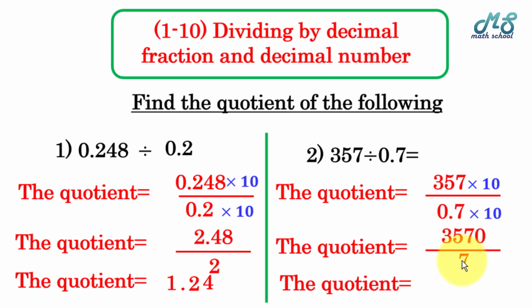3 divided by 7, it doesn't work. We will take the first two digits. It will be 35. We studied before. 35 divided by 7 equals what? Equals 5. 7 divided by 7 equals 1. Finally, bring down 0. So it will be 510. Let's have another example, guys.